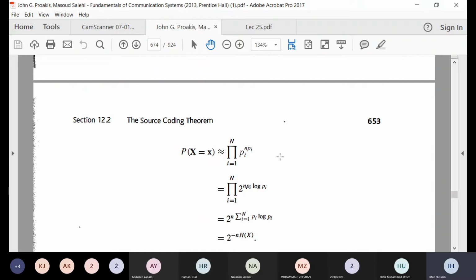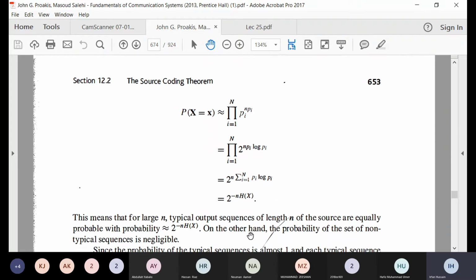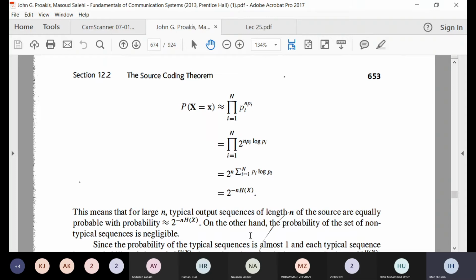All right. Now I can represent this pi to the power n pi as 2 to the power n pi log pi, because log of 2 and 2 cancel, and this will again become pi to the power n pi. So these two terms are same, no problem. Then this product goes into the power and becomes a summation of pi log pi. You can take n outside, this becomes H of X, so this becomes 2 to the power minus n H of X. So the probability will become 2 to the power minus n H of X for each of these sequences.